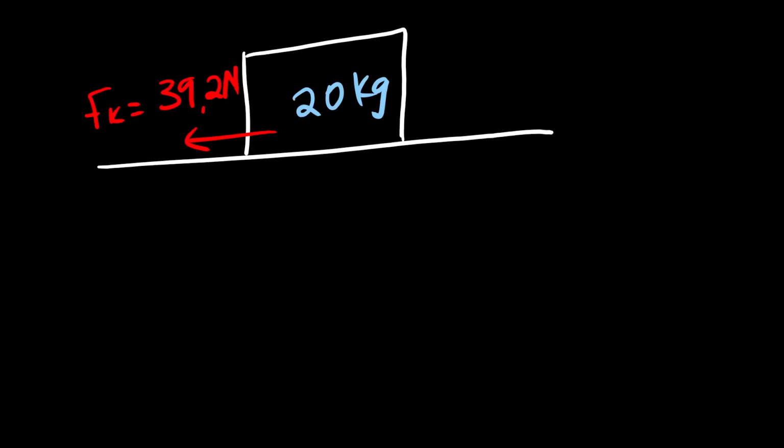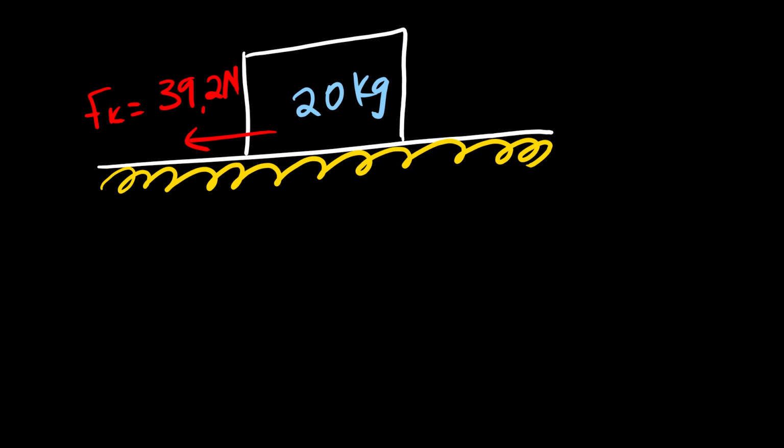So you can see that we only need the coefficient of the surface and the mass of the object in order for us to calculate the kinetic frictional force. So in this case, we are given the kinetic frictional force, we are given the mass of the object, and then we are looking for the coefficient of the surface.